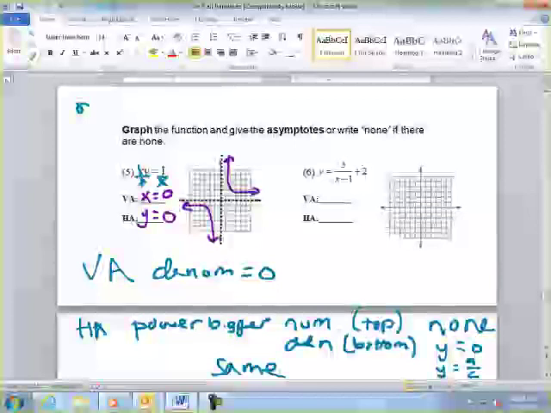So for the next one, vertical is the value that would make us divide by 0. So what would make us divide by 0? 1. So the vertical asymptote is going to be at 1. If I plug in a 1, 1 minus 1 is 0, and that's a problem. Now in this one for our horizontal, we have a little something to consider. If we focus on just the fraction part of this, where's the bigger power? On the bottom. So what would the rule tell us then?